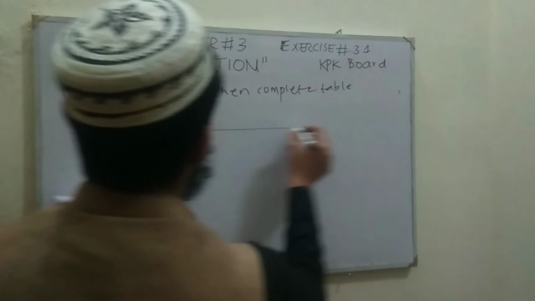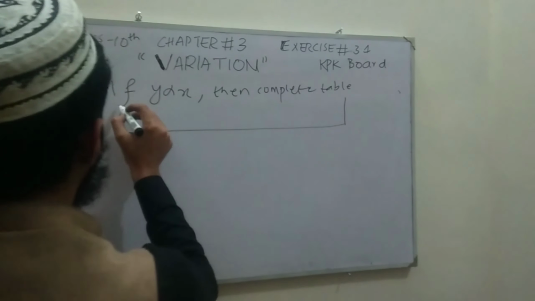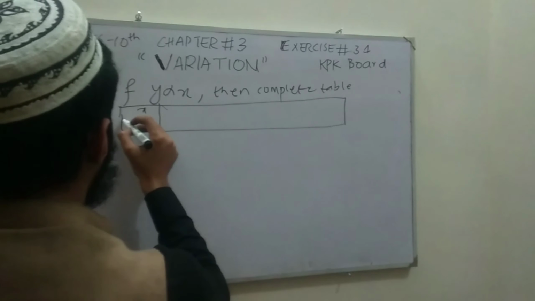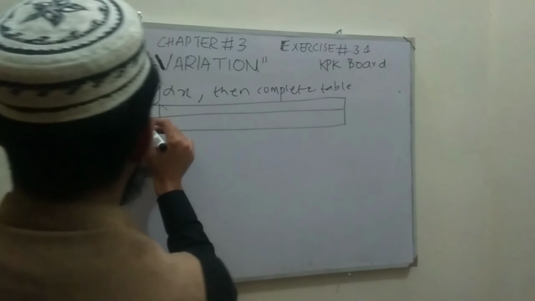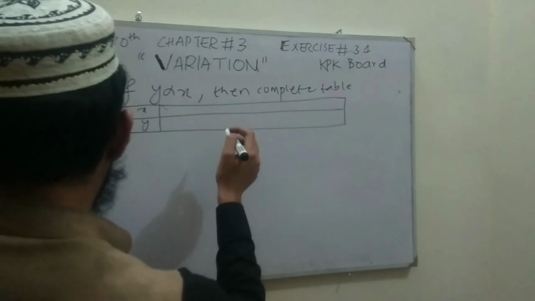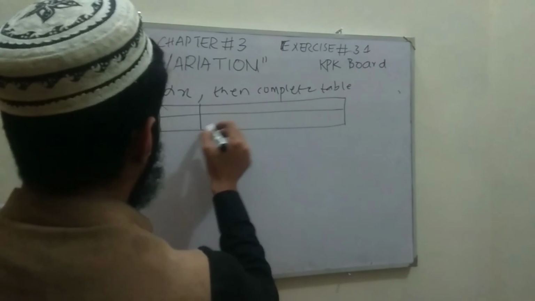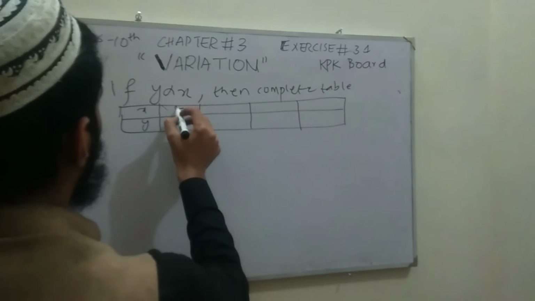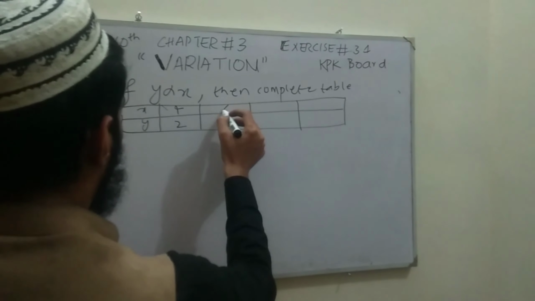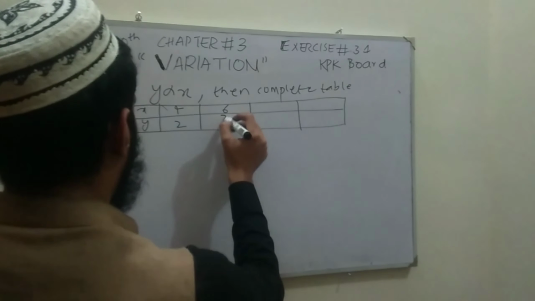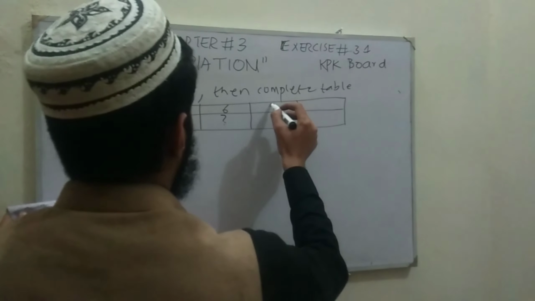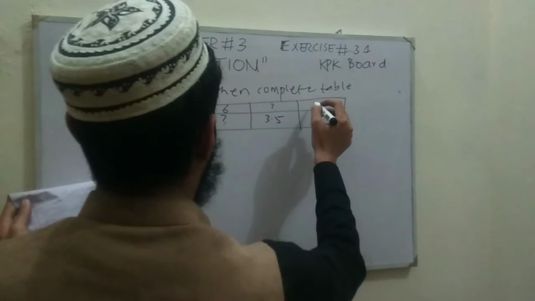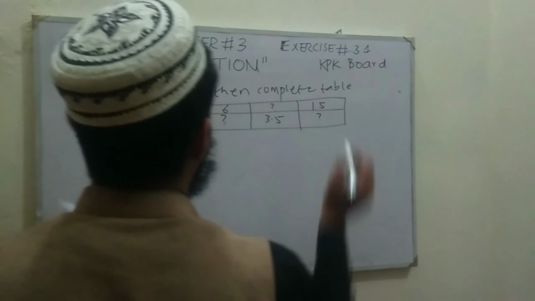In the table we have two variables given, x and y, and we have 4 columns here: 1, 2, 3 and 4. In the first column the value of x is 4 and y is 2. Here the value of x is 6 and y is unknown. Here x is unknown and the value of y is 3.5. Here the value of x is 15 and y is unknown. Solution.